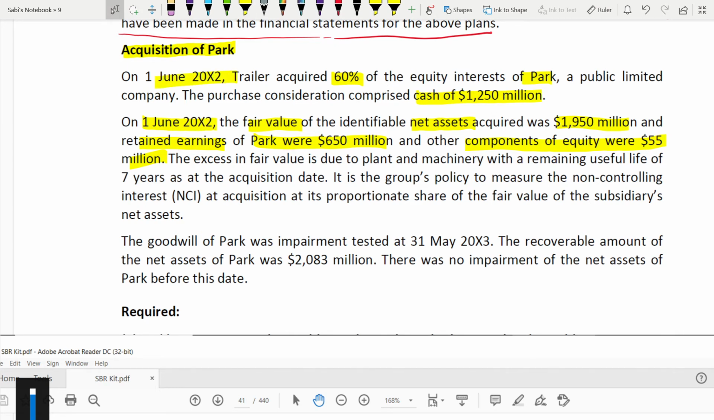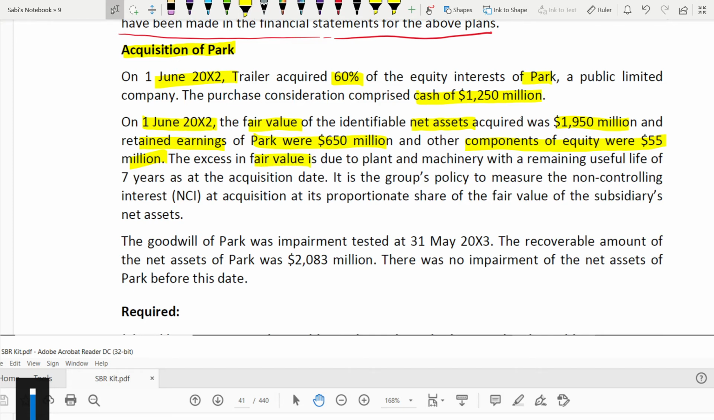Now, another thing, when acquisition is here, when a subsidiary is there, you always see that there are some adjustments made to the fair value. Every question has some adjustments to the fair value. So be prepared for it. So the excess in fair value, what fair value? Net assets. Is due to plant and machinery with a remaining useful life of 7 years at the acquisition date.